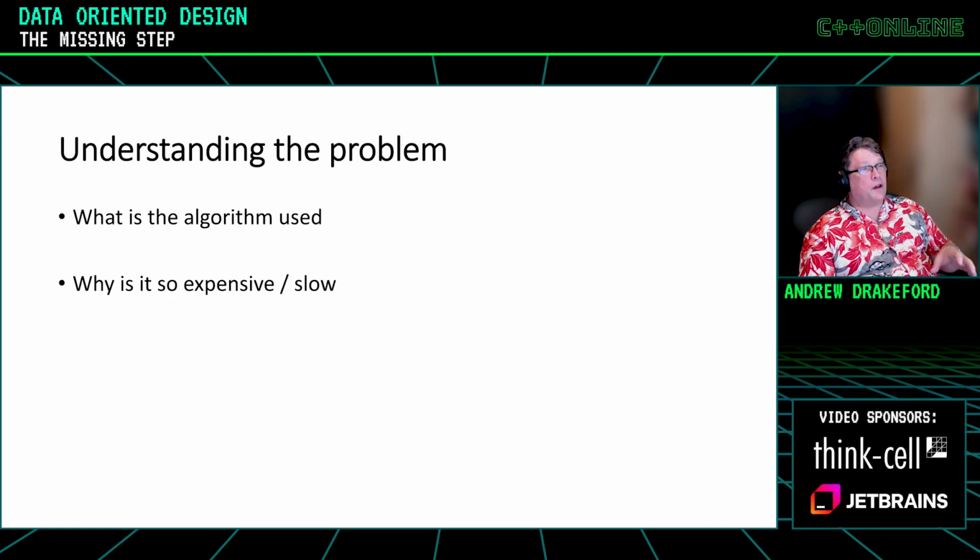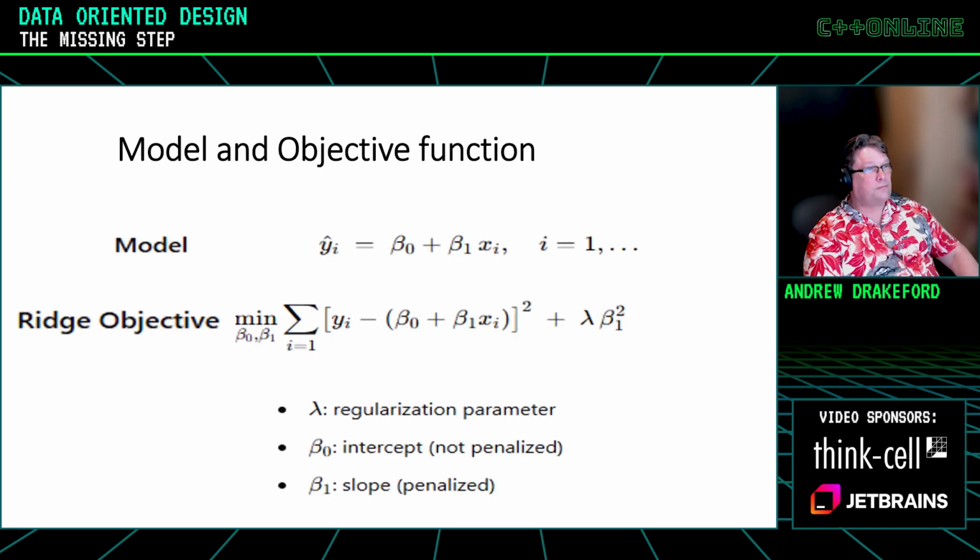So the first phase of this is understand the problem. What's the algorithm used and why is it so expensive? Well, the model is y hat equals beta 0 plus beta 1 times xi, y equals mx plus c. Straightforward, straight line. Beta 0 is the intercept, beta 1 is the gradient. It's a little bit different than just regular regression or least squares. The sum of (y minus (beta 0 plus beta 1 xi)) squared is the least squares. We add an extra term, lambda beta 1 squared, to penalize large values of the slope. This apparently makes it more stable.